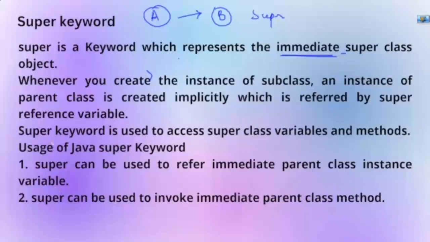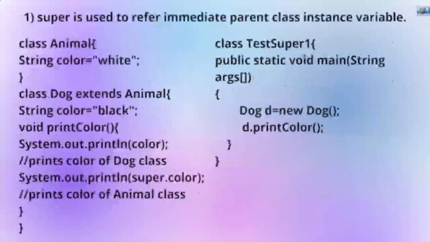So let us see the usages of the Java super keyword. Super can be used to refer immediate parent class instance variable. Super can be used to invoke immediate parent class method. So you can use it for the method as well as for the variable. Now let us understand these two usages with the help of an example. Very first one, super is used to refer immediate parent class instance variable. So let us see how to use it for an instance variable.